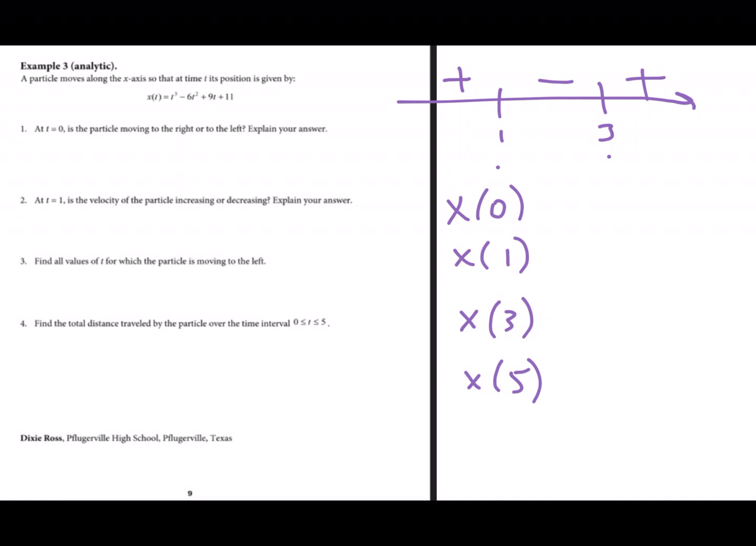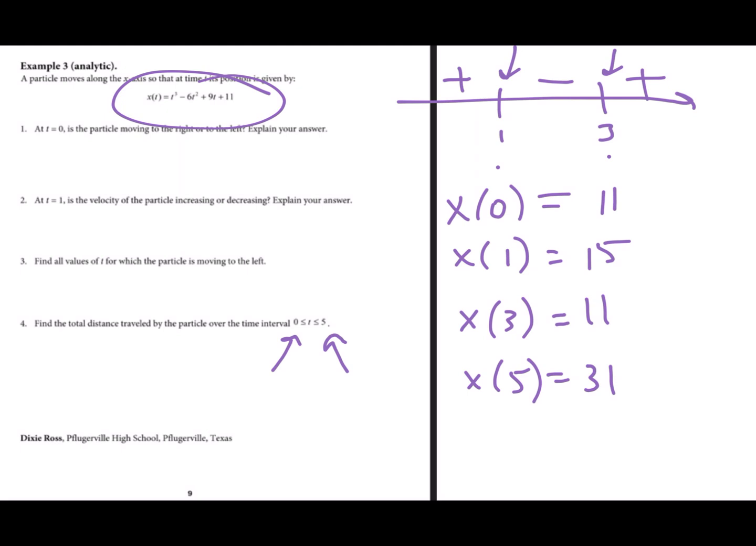Again, I'm looking at my position, x of t, at my starting value, my ending value, and each time I change direction. That's why I chose those numbers. So go ahead, pause the video, figure out what those values are if you haven't already, and come back to me when you're ready. Okay, I think I have these numbers right. I'm not 100% sure because I'm a little brain dead today. So double check my math, but this is the situation.